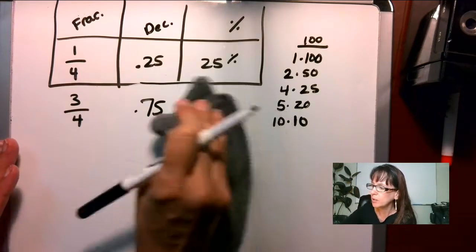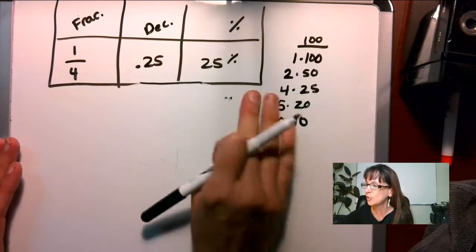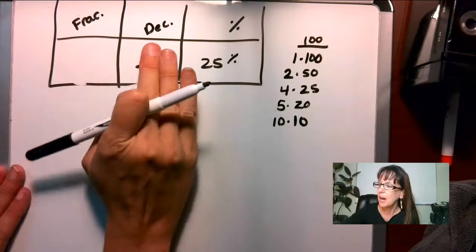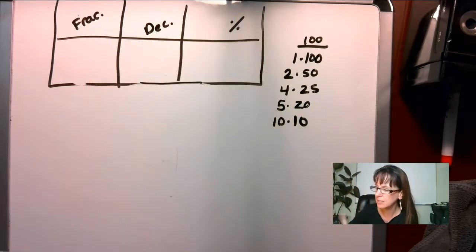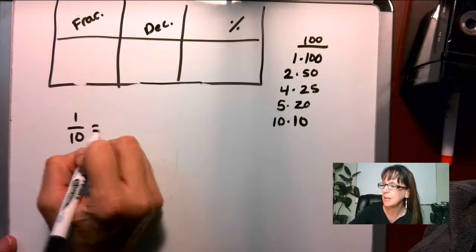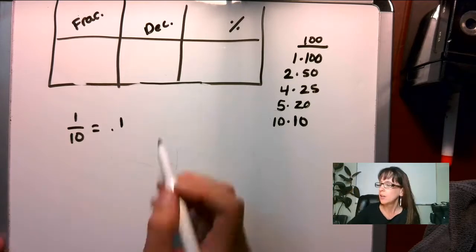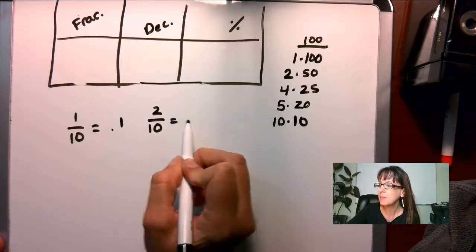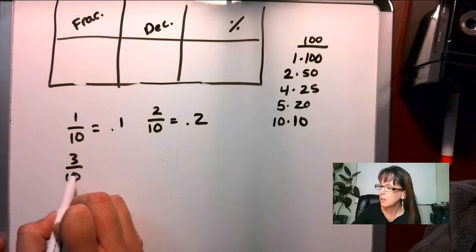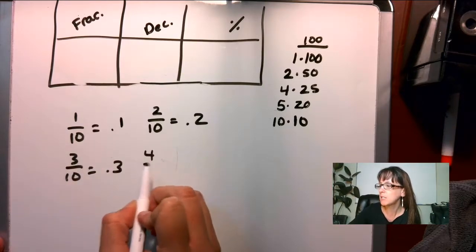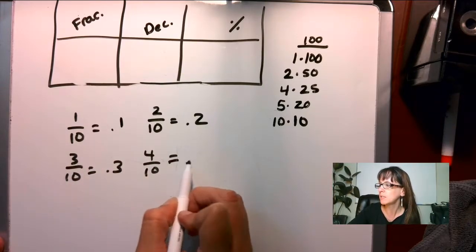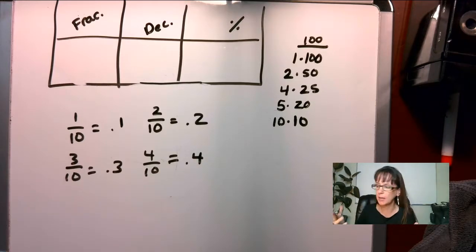The other thing that I want you to memorize are your tens. Your tens are pretty easy. So this is not on your paper, but let's talk about this. 1 over 10 is going to be 0.1. 2 over 10 is going to be 0.2. 3 over 10, 0.3. 4 over 10, 0.4. So you're catching on to this, right?